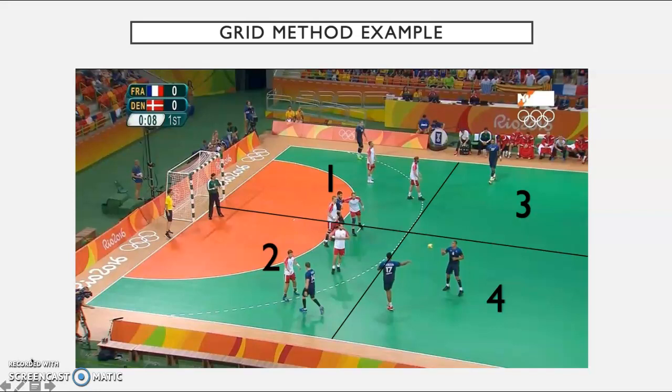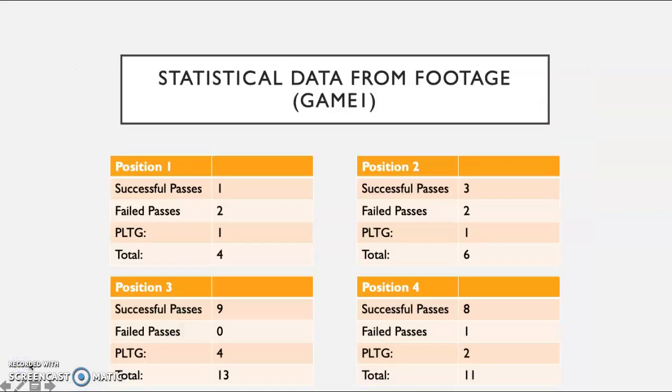This is effective specifically for my selected KPI, as it will be easier to see passes from the specific areas to see which passing directions were more effective. This, for example, being left to right, diagonal, and other directional combinations. The following slides show the data gained from each position of the grid method, positions 1, 2, 3, and 4.